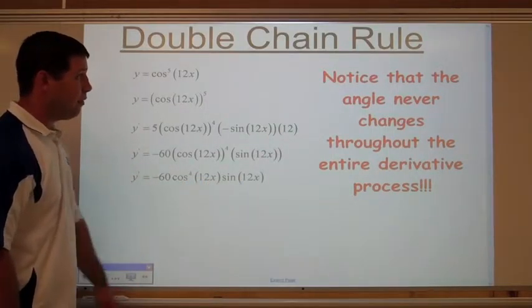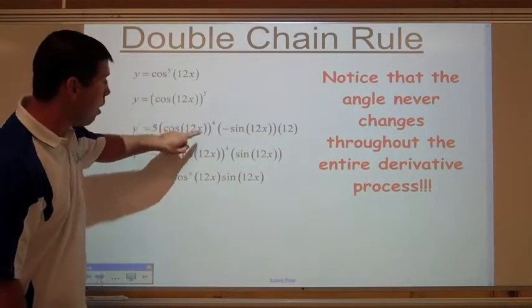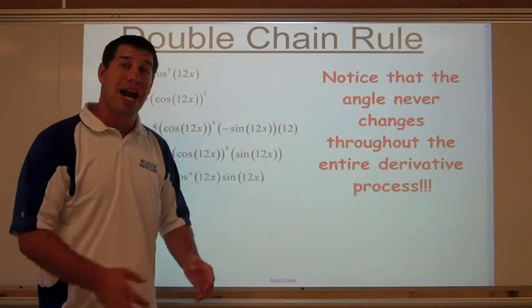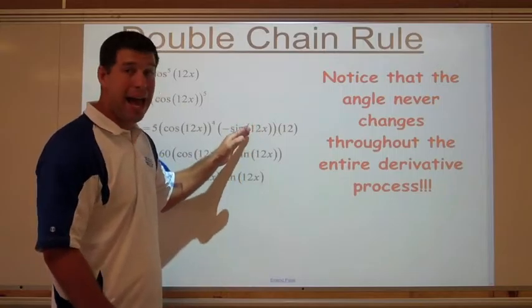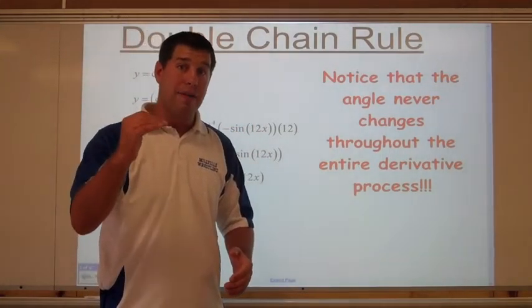And that's your derivative. Obviously here it's very important to notice 12x. The angle never changes. A very common error is to change that angle. Throw the derivative of the angle in there instead of the angle itself. You can't change the angle when deriving a trig function.